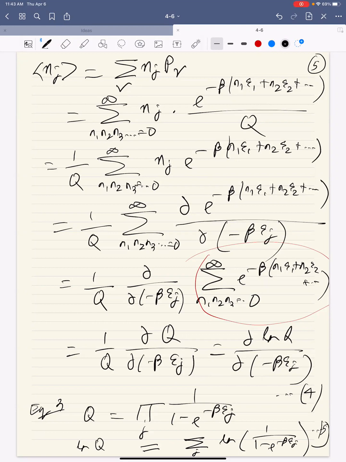And equation 4 says that in order to get average nj, we have to take this sum and differentiate it with respect to minus beta epsilon j. This sum won't matter, right? Because it's a sum over different epsilon j values and differentiating only with respect to one of them. So everything else disappears. I'll write down equation 5 once again. So we have ln Q is equal to sum over j of ln. Instead of writing ln of 1 over something, we can write minus ln of that thing, 1 minus e to the power minus beta epsilon j. And nj is partial ln Q by partial minus beta epsilon j.